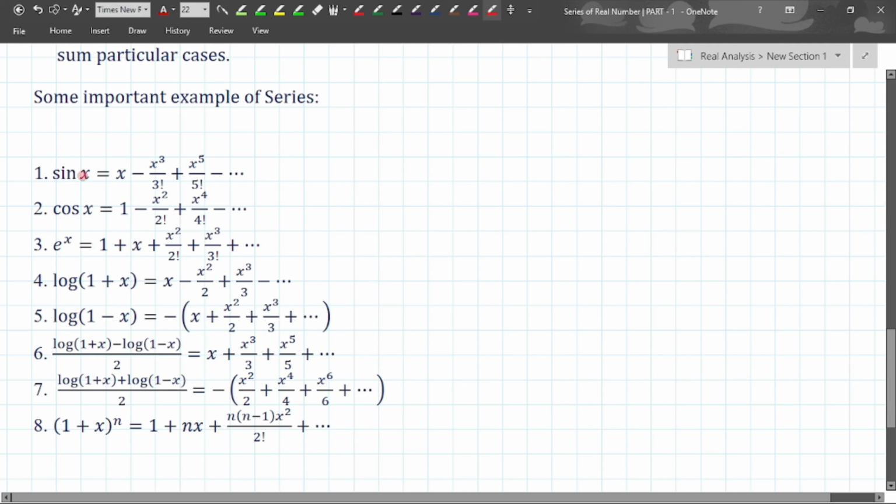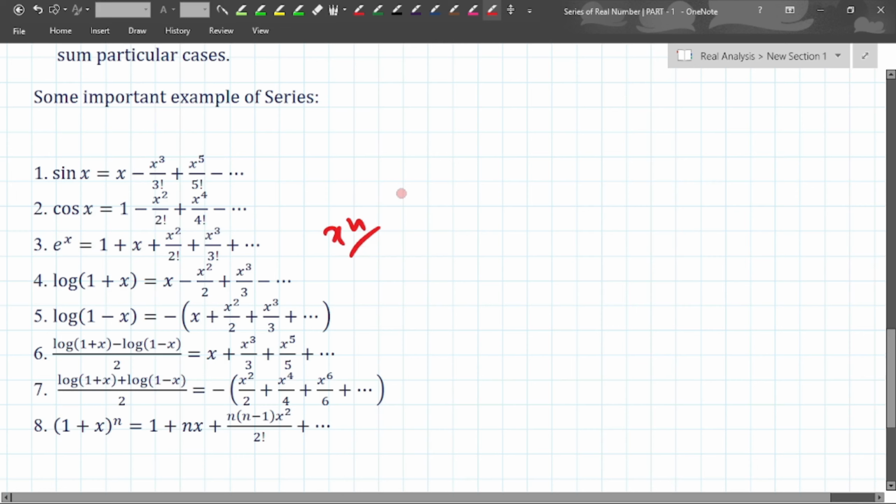Sine of x, I can express using the Taylor series expansion, that is x minus x cube by 3 factorial plus x power 5 by 5 factorial, and so on. Cos x is nothing but 1 minus x square by 2 factorial and so on, with even terms. E power x is 1 plus x plus x square by 2 factorial and so on, x power n upon n factorial, that we can see here.